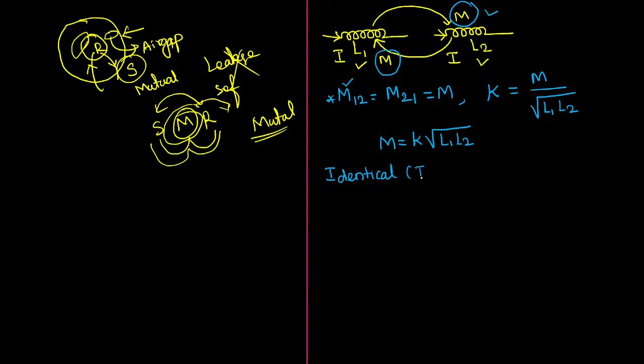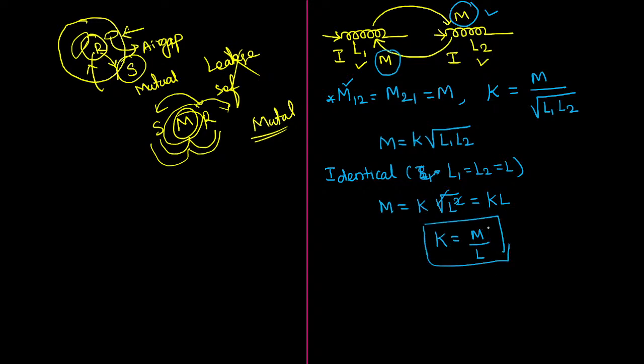Identical in the sense that the values of L1 and L2 are both L, the same value. That is called identical. In that case, mutual inductance M will simply become K into the square root of L squared. The square root gets cancelled and it becomes K into L. Simply we can say the coefficient of coupling will be mutual inductance divided by self inductance. This case will be true when the coils are identical to each other. Okay, don't forget.